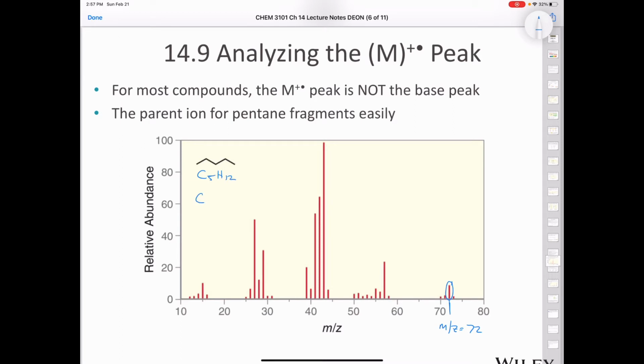C5H12. And so from our carbon, we have 5 times 12, which equals 60. And from our hydrogen, we have 12 times 1, which is equal to 12. We tally that up and we get 72.